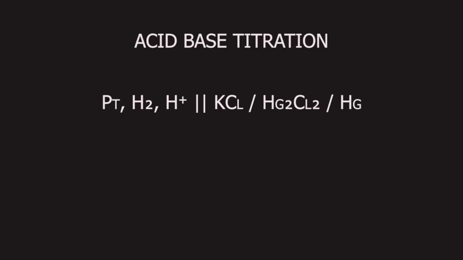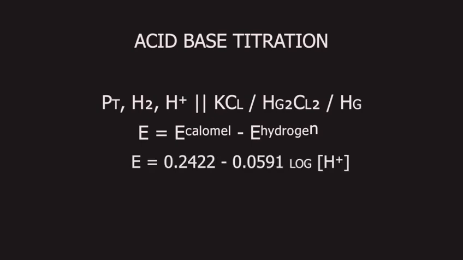The cell potential is given by the equation E equals E of the calomel electrode minus E of the hydrogen electrode, or E equals 0.2422 minus 0.0591 times the logarithm of hydrogen ion concentration. Rewriting it in terms of pH, the equation becomes E equals 0.2422 plus 0.0591 times pH. As sodium hydroxide is added to the acidic solution, hydroxide ions react with hydrogen ions, reducing their concentration. As a result, the pH increases, which in turn affects the electrode potential.